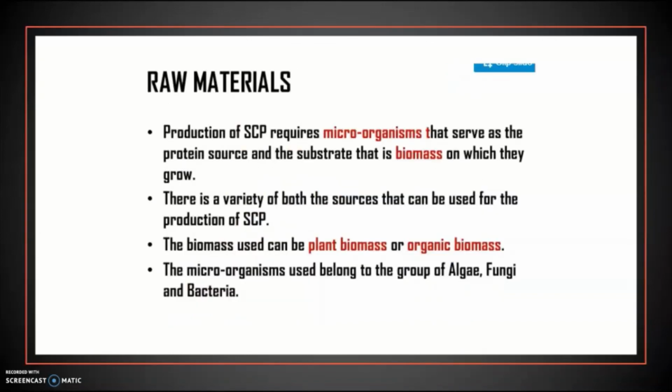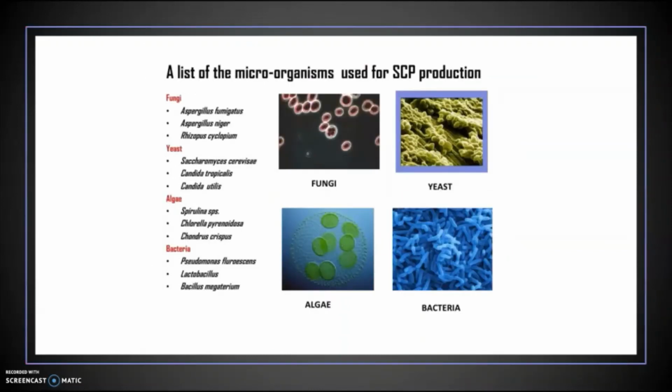So what are the raw materials used for single cell protein production? Normally it requires microorganisms that serve as the protein source and the substrate, that is biomass, on which they grow. There is a variety of sources that can be used for the production of single cell protein. The biomass used can be plant biomass or organic biomass. The microorganisms used belong to the groups of algae, fungi and bacteria. Here is a list of microorganisms used for single cell protein production.